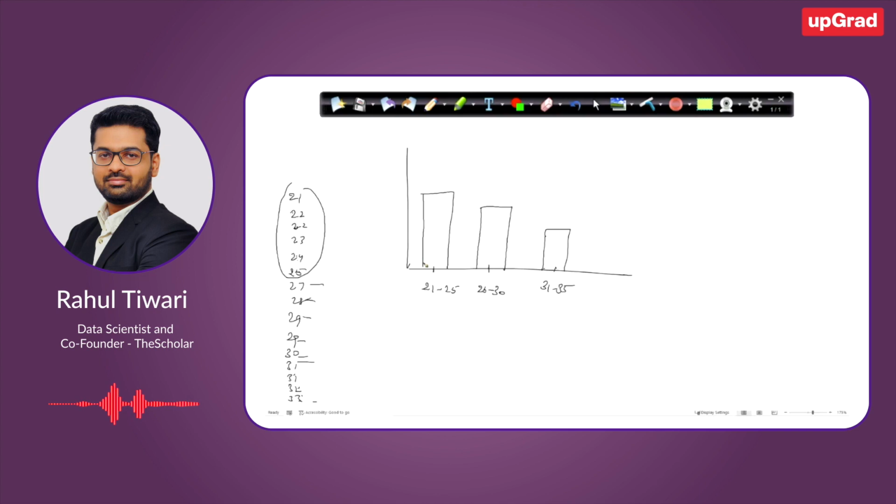So basically what I'm doing is creating groups. From this entire data set, I created the groups: 21 to 25, 26 to 30, 31 to 35 and so on. And I am counting how many values lie in each range. That is your histogram: converting the numbers to groups and then plotting the chart.